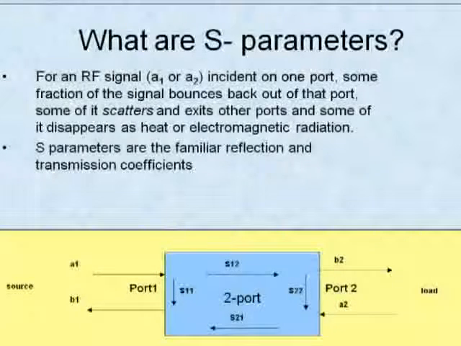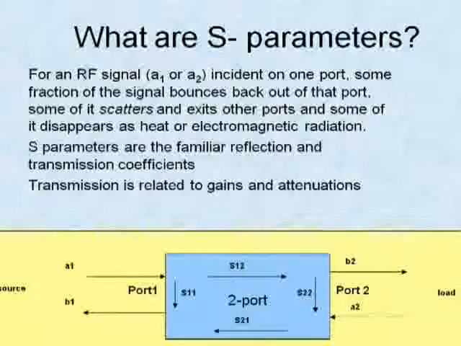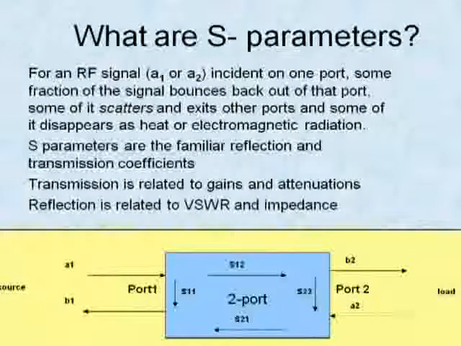Now, what S parameters are is something most of you will be very familiar with. They really are just reflection coefficients and transmission coefficients. Reflection means what goes in and what comes out of the same port. Transmission coefficients is how much loss, how much attenuation, how much gain. So at the top level they are actually quite familiar things. Transmission is related to gains and attenuations. Reflection is related to VSWR, impedance, reflection and return loss.